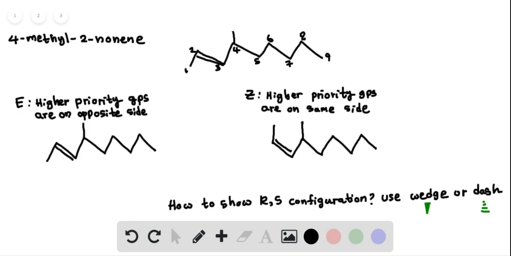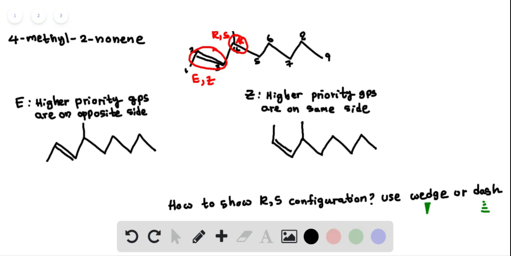The problem was to draw the stereoisomers. So what are stereoisomers? Stereoisomers are molecules that have the same connectivity but a different arrangement in space. So if you consider this molecule, there's a double bond here, therefore we have to consider the E/Z arrangement here, and there's also a chiral carbon atom here. It is attached to 4 different groups. Therefore there is an R and S configuration here.